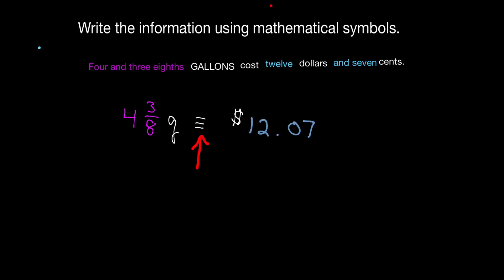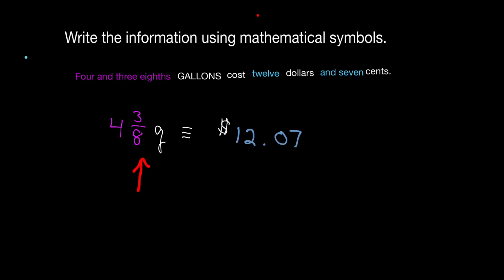This number of gallons is equivalent. This is the sign for equivalency. That means this many gallons is worth this much money. It's $12.07. So your first step is to write on your paper the information from the problem using symbols.